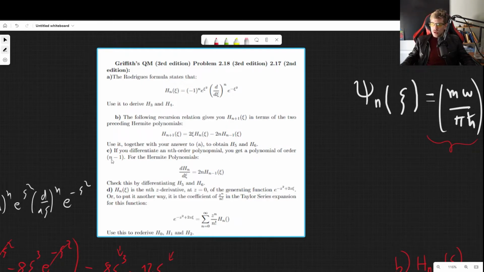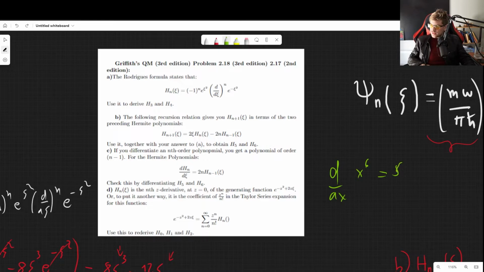you get a polynomial of order n-1, right? As always, if you have d/dx of x to the 6th, you get 6x to the 5th, right? Nothing new there, we know that. In the case of the Hermite polynomials, we can actually get a lower order polynomial. So for example, if we have the 6th order polynomial, we can find the 5th and so on. And what they want us to do is to check this by differentiating the 6th and 5th Hermite polynomials.